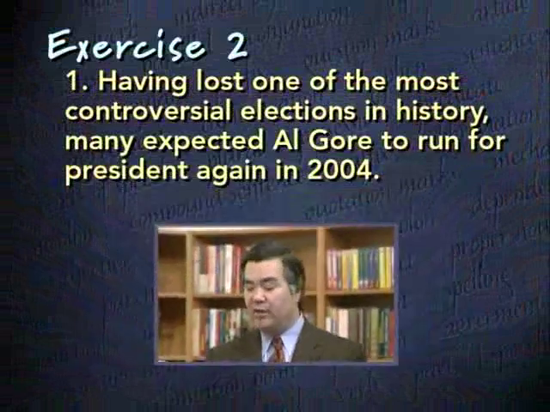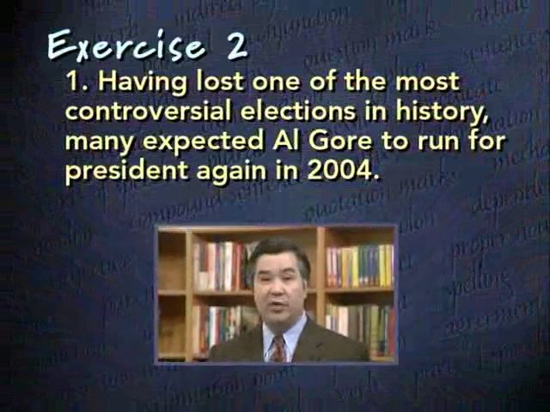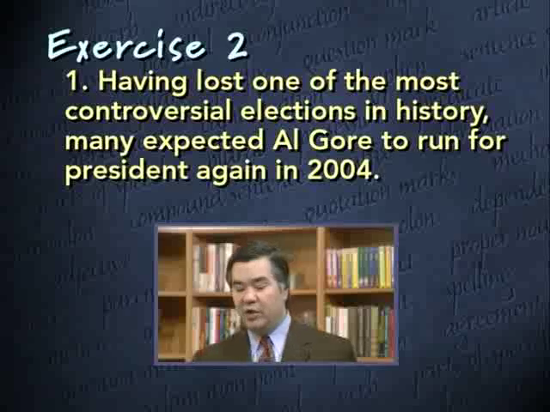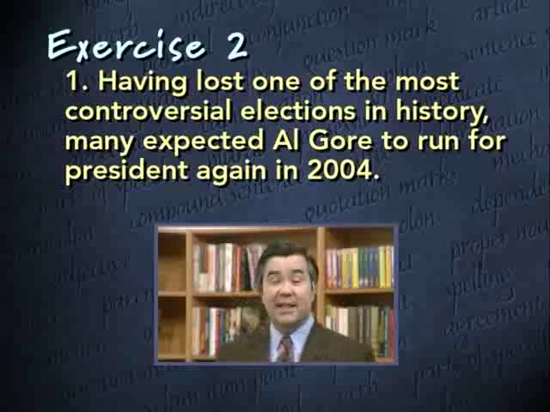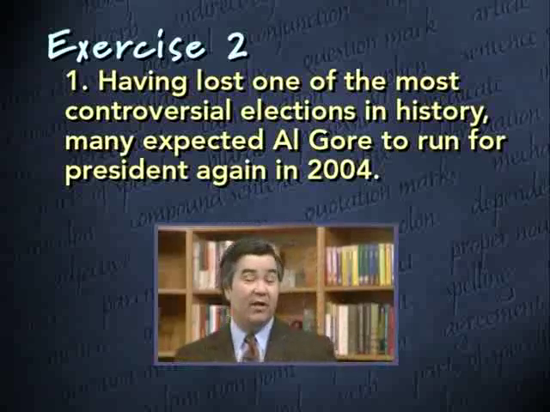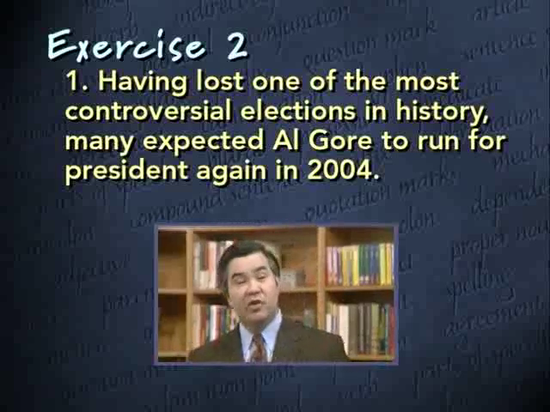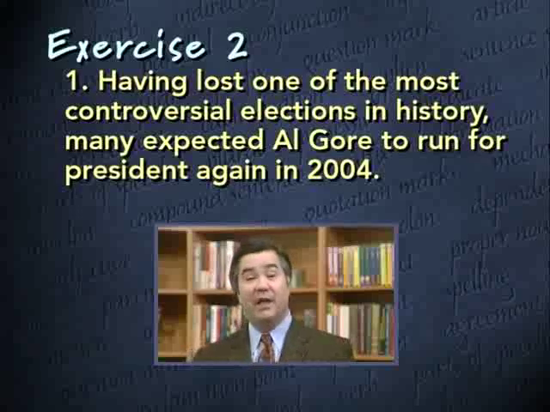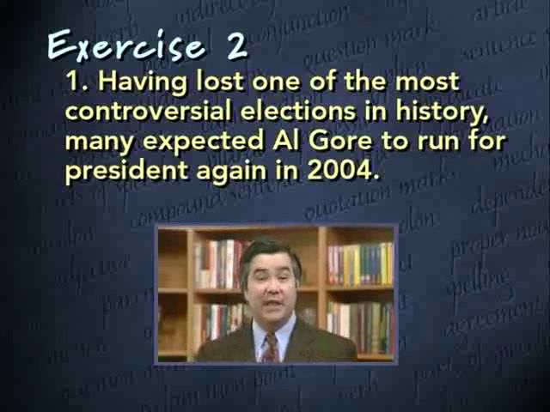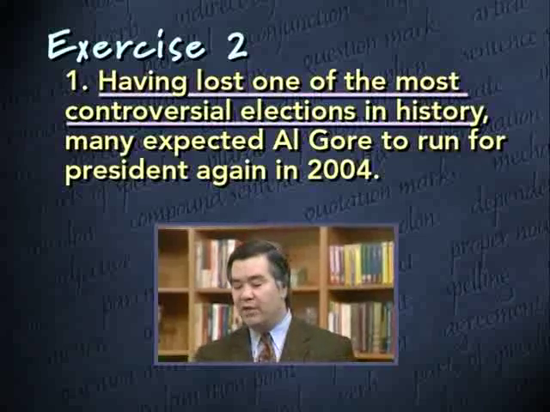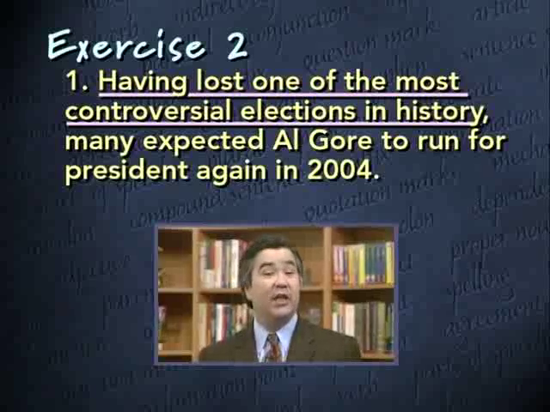Let's take a look at the first sentence. "Having lost one of the most controversial elections in history, many expected Al Gore to run for president again in 2004." Does this sentence contain a misplaced or dangling modifier? Well, first, let's see if we can locate the modifying phrase or clause. As in many sentences, it appears at the beginning of the sentence, separated by a comma from the rest of the sentence. "Having lost one of the most controversial elections in history."